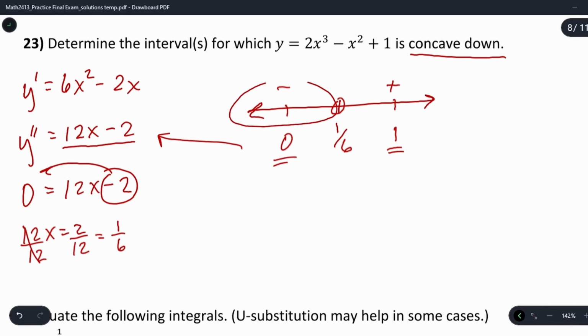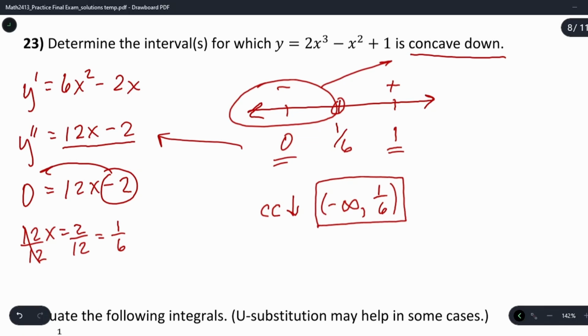And this section of the number line indicates where we're going to be concave down. So we would say that this graph is concave down from -infinity up to 1/6. And that's going to do it for this problem.